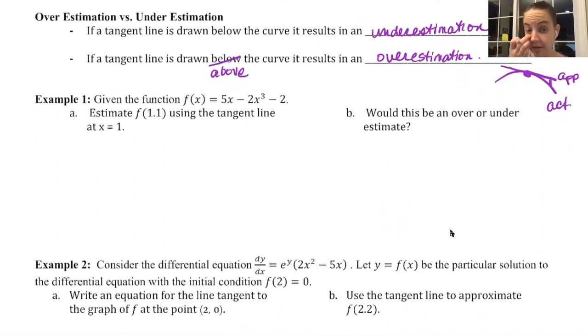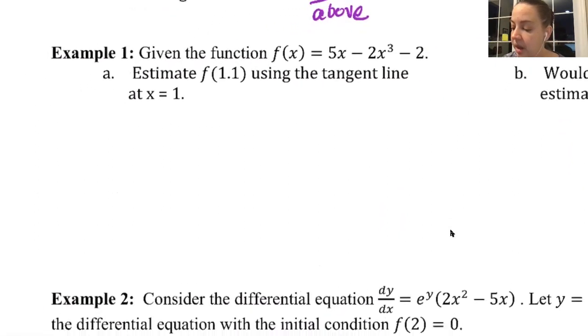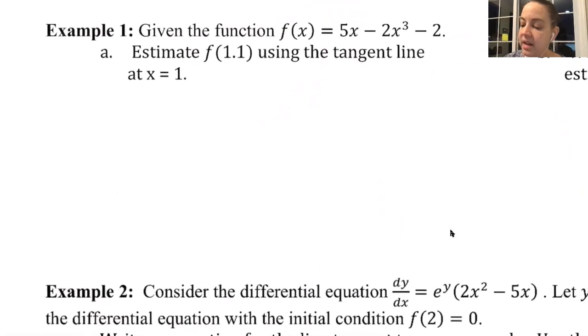What does this look like for you? I'm going to zoom in here a little bit. Given the function f of x equals 5x minus 2x cubed minus 2, estimate f prime of 1.1 using the tangent line at x equals 1. Well, the good news is tangent lines. We know how to do that.